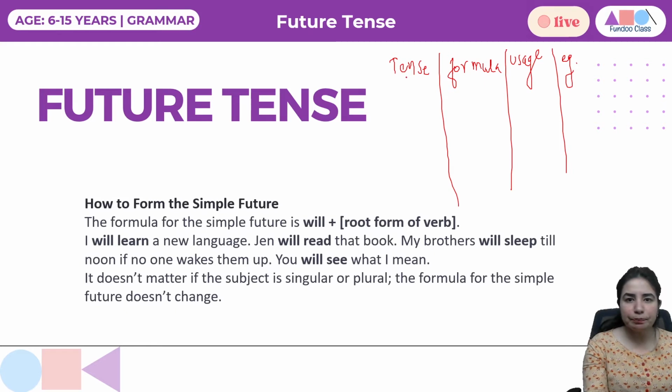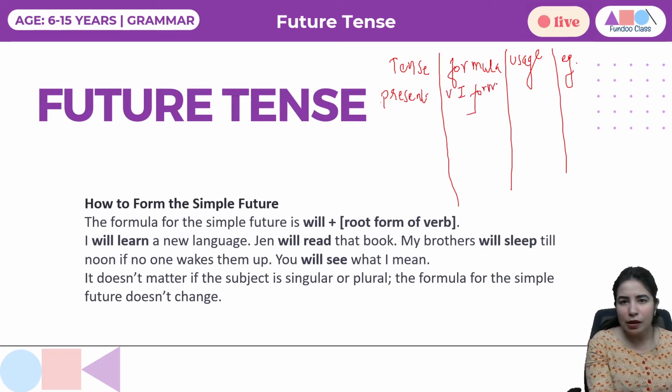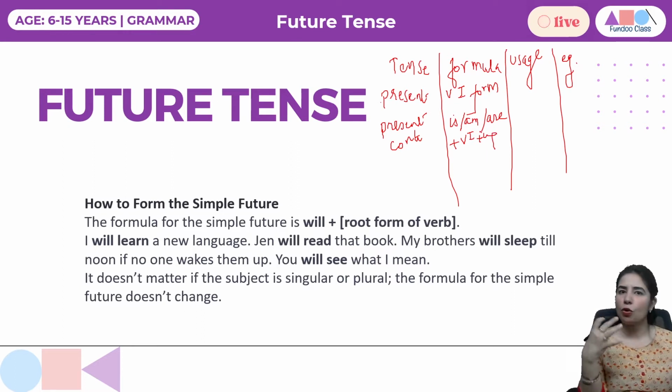So maybe like you're writing here simple present, right? So you can write the formula, that is verb first form. Okay. Now, if you talk about the second, which is present continuous, so you can write, okay, it is, am, or are, plus verb first form plus ing, right? So and so on and so forth.